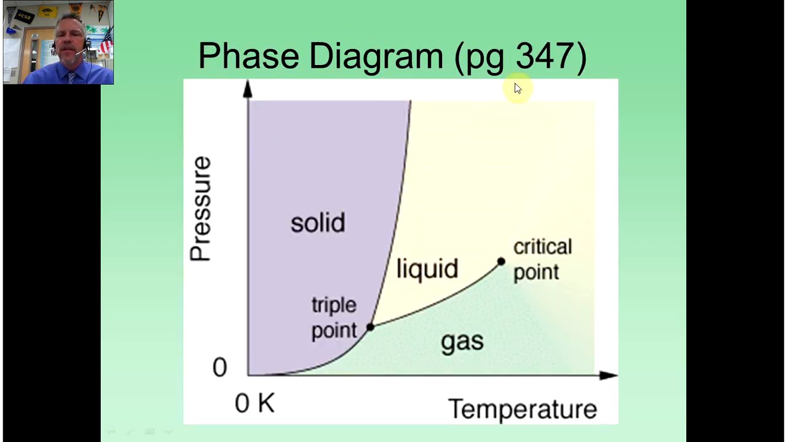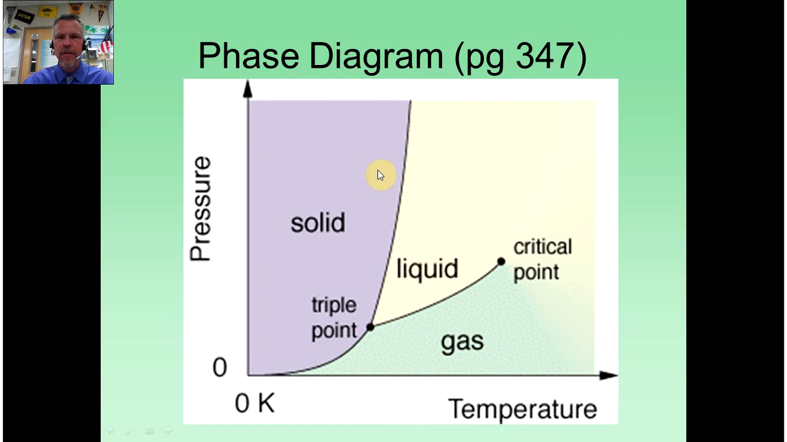All right, so this actually touches on the reading that we're going to be assigned probably tomorrow. On page 347 is this picture of a phase diagram. I want to walk you through this a little bit. A phase diagram is a way of comparing the pressure and temperature relationships for a given compound. This is kind of a generic phase diagram.